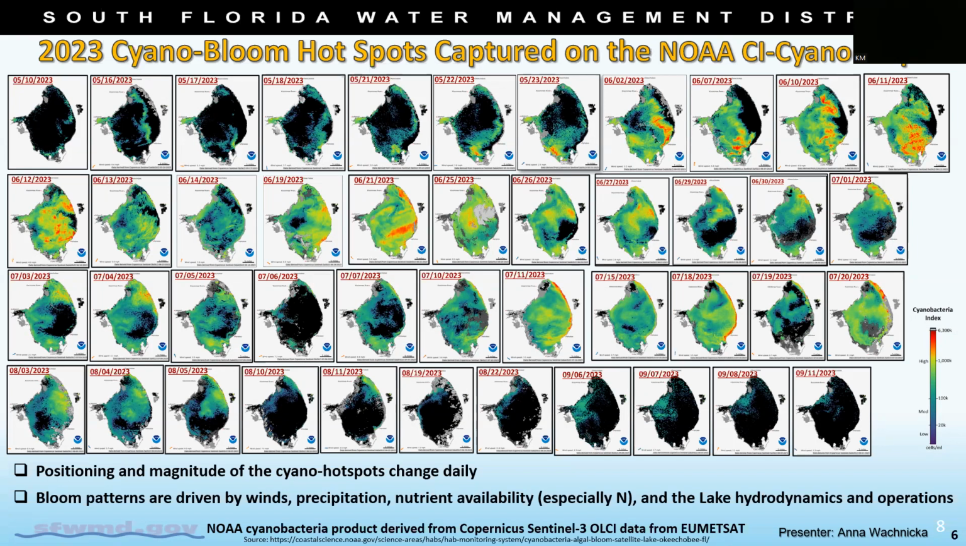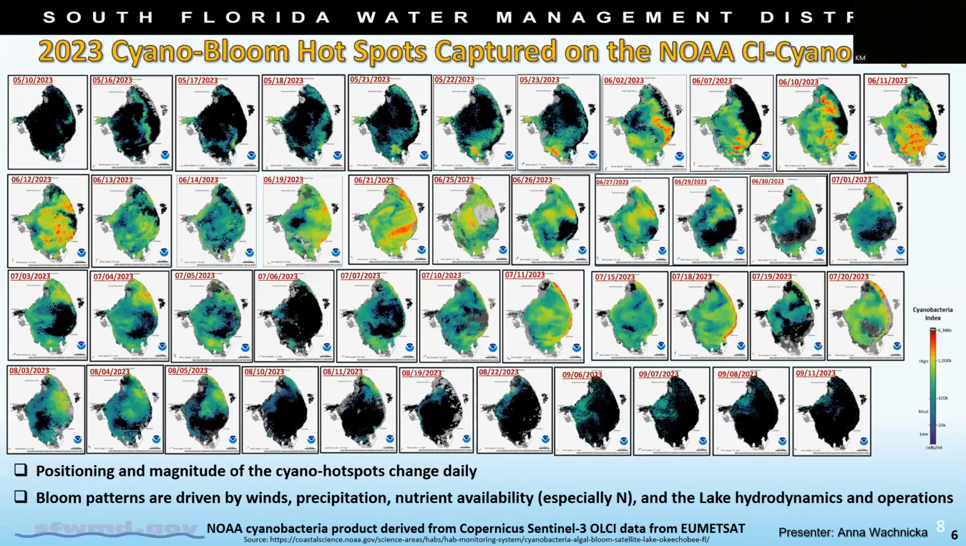The bloom patterns that you can see on those maps are driven by winds, precipitation, nutrient concentration in the water, and the light environment is also important. Hydrodynamics of the lake is very important because the lake has really strong currents, moving clockwise, which helps move the surface biomass around the lake. And our operations are also affecting it. The inflow points are places where nutrients are delivered, but the blooms are not necessarily going to form near the outflow points.